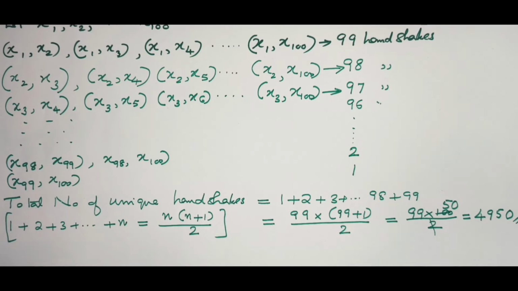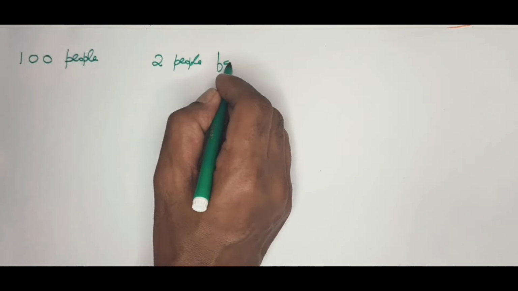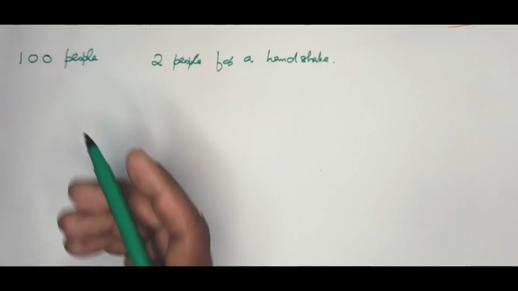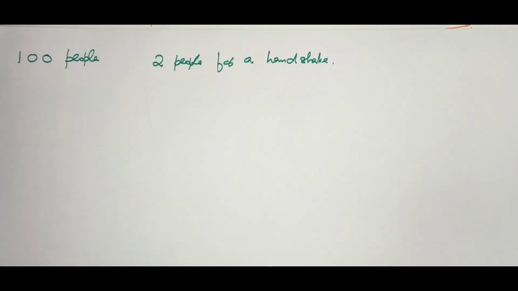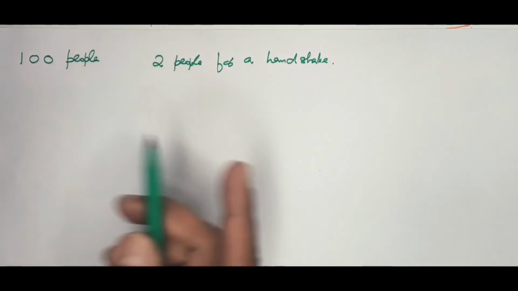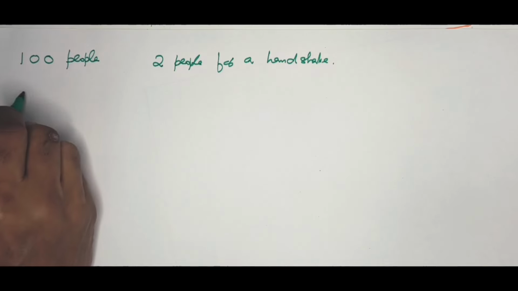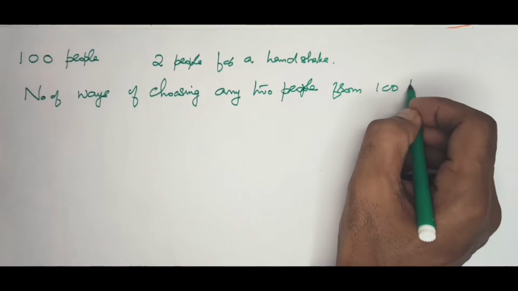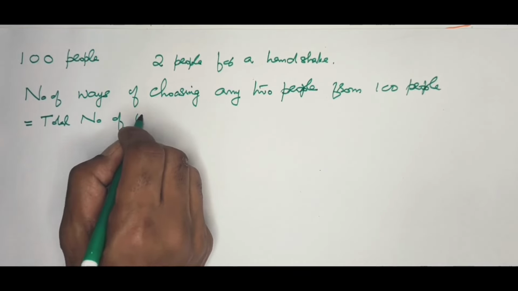Now let me show you the shortcut, which will take just a few seconds to solve this problem. As you know, there are 100 people. You need 2 people for a handshake. So basically what we do in this method is choose 2 people out of 100 people. See, every choice of 2 people from the 100 people will result in 1 handshake. So the number of unique handshakes that you can have will be equal to the number of ways of choosing any 2 people from 100 people.